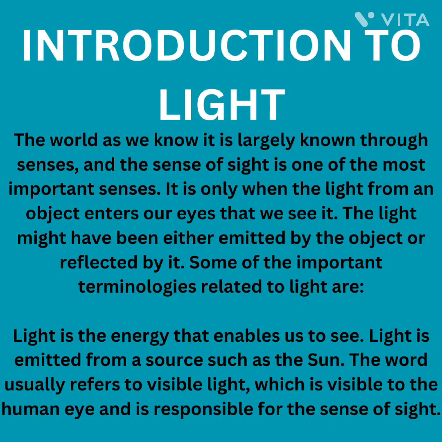Some of the important terminologies related to light are: light is the energy that enables us to see, and light is emitted from a source such as the sun. The word usually refers to visible light, which is visible to the human eye and is responsible for the sense of sight. So whatever we see around us is just because of light. And how it works: when there is a reflection of light, we can see objects. So there must be light to see the objects.